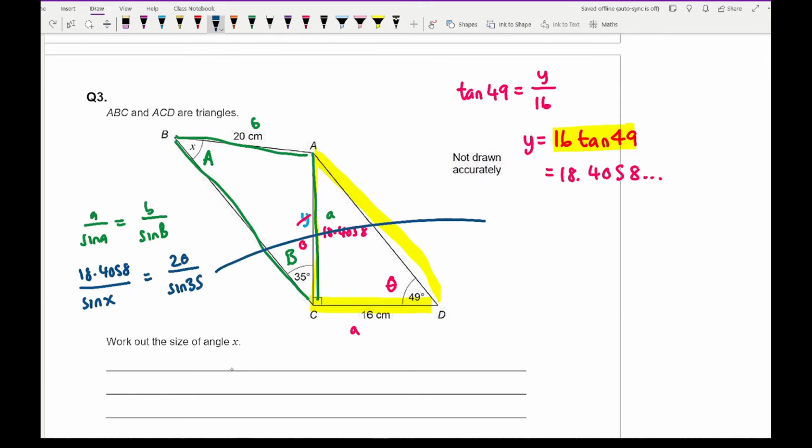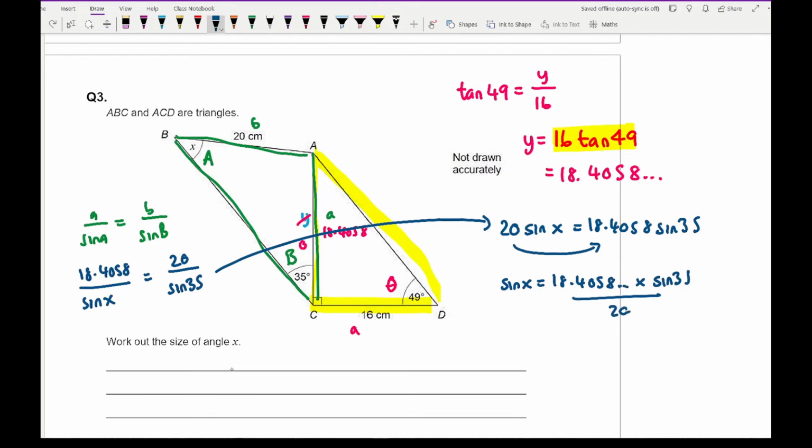Now I'm running out of space, let me just move over to this side. Here if I cross multiply, I get 20 sine x equals 18.4058 sine 35. I then take the 20 over to the other side, so sine x equals 18.4058 times sine 35, all divided by 20. Then to work out x on my calculator, I take the inverse sine of this fraction I've just worked out, and I get an answer of 31.8 degrees, and that's to one decimal place.